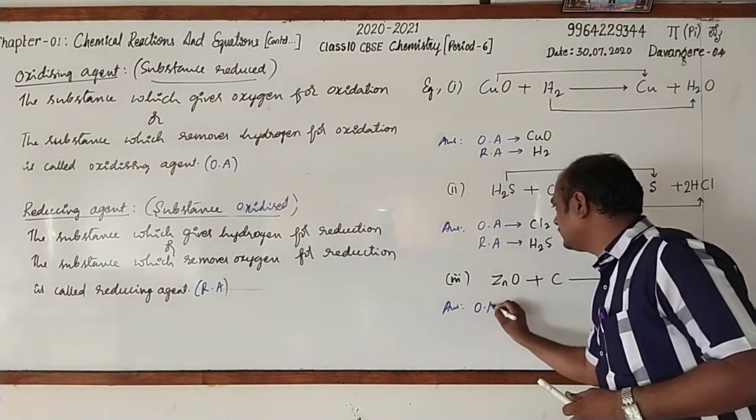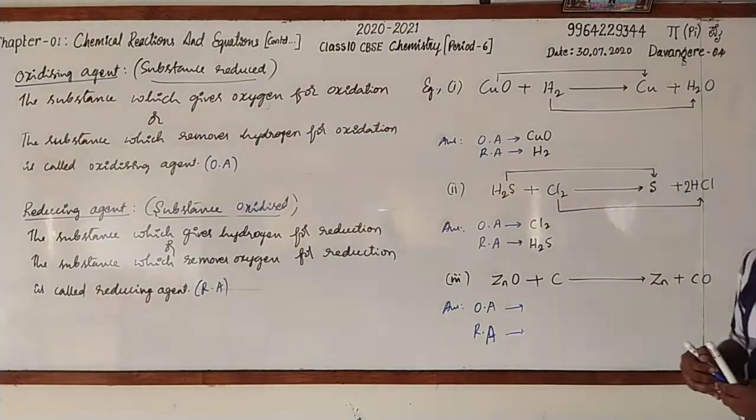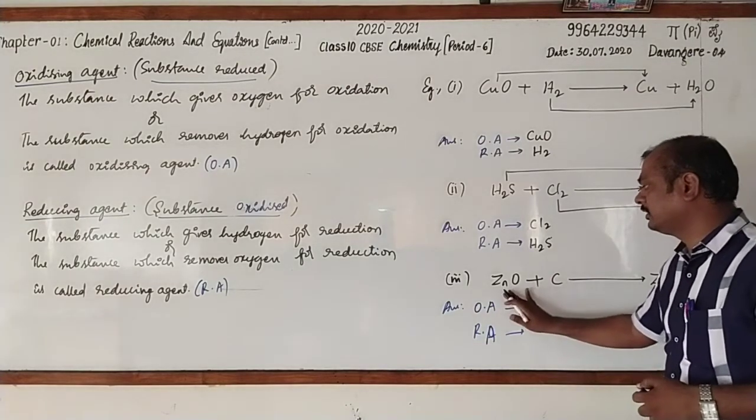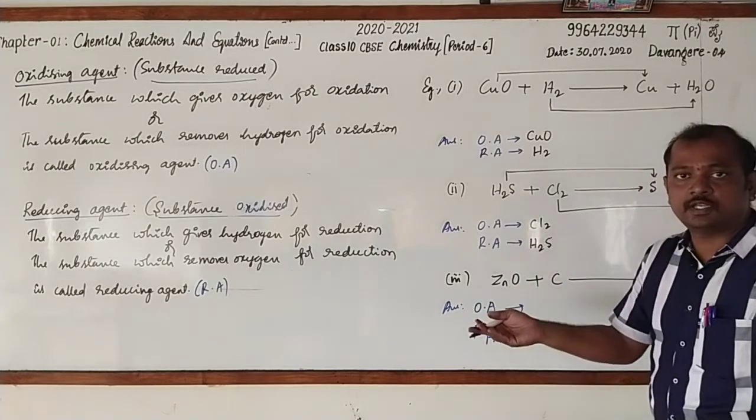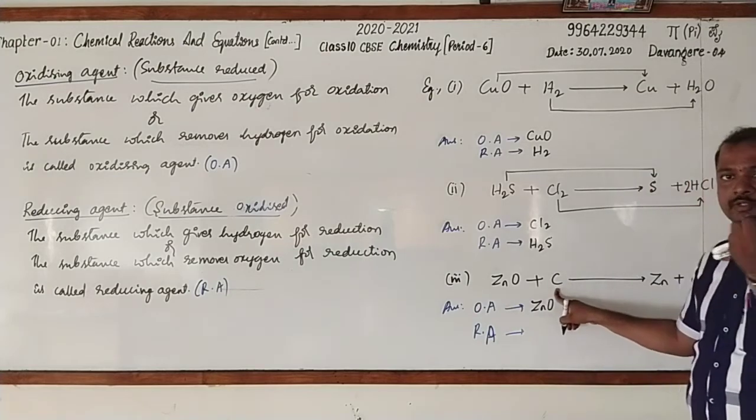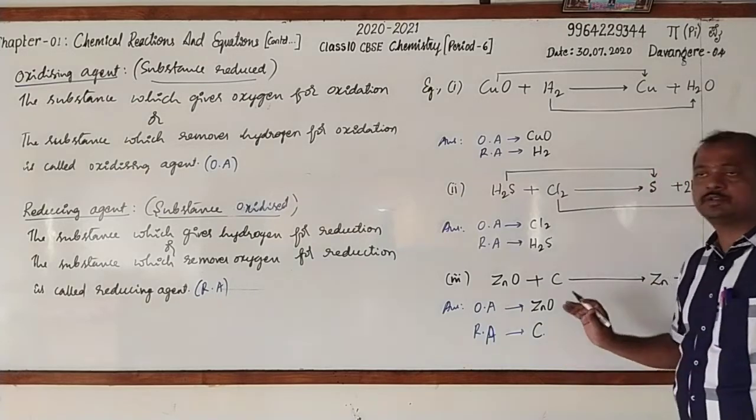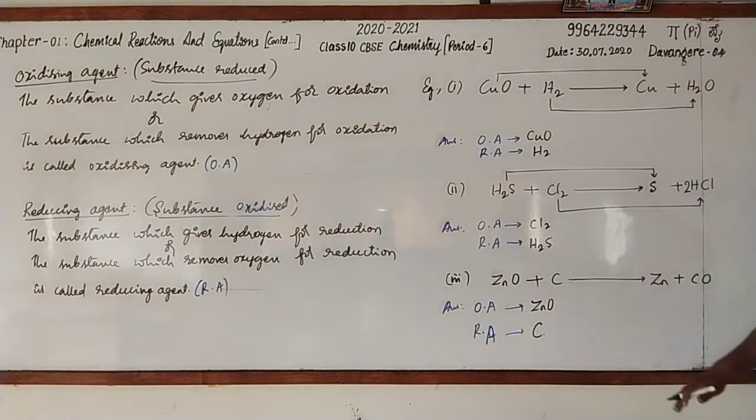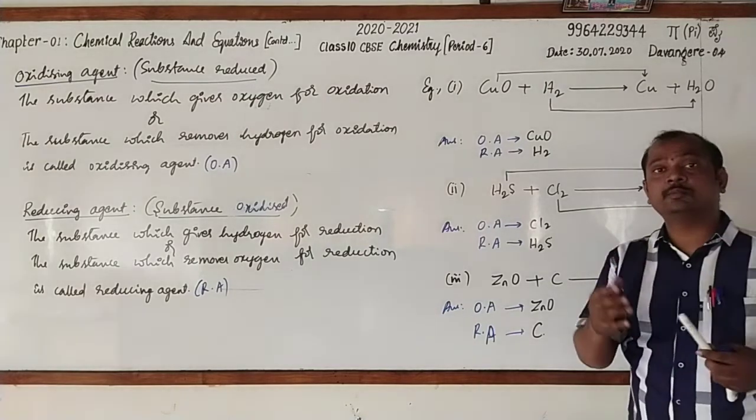Here, oxidizing agent and reducing agent. Then which is the oxidizing agent? Just observe only the LHS part, that is the reactant side. Zinc oxide has oxygen. Obviously, it is ready to give oxygen, so it is called the oxidizing agent. And carbon is ready to take oxygen from it, so it is called the reducing agent. Clear? And all these are examples of redox reactions, where we can see oxidation and reduction simultaneously.